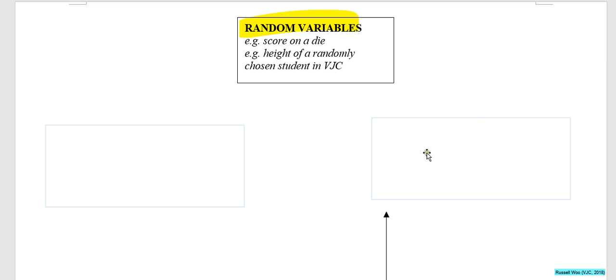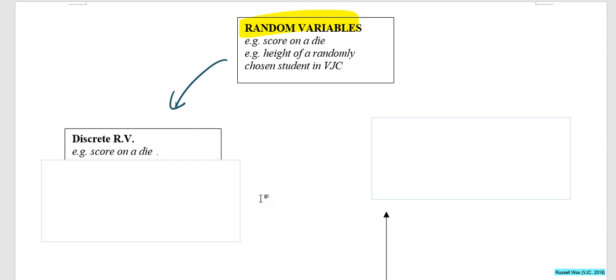We have also learned that random variables can be divided into discrete random variables. Why is the score on a die a discrete random variable? Because it can only take on 1, 2, 3, 4, 5, 6. Fixed number of outcomes. Got it? Your x can only be equal to 1, 2, 3, 4, 5, 6. Therefore, it's called a discrete random variable.